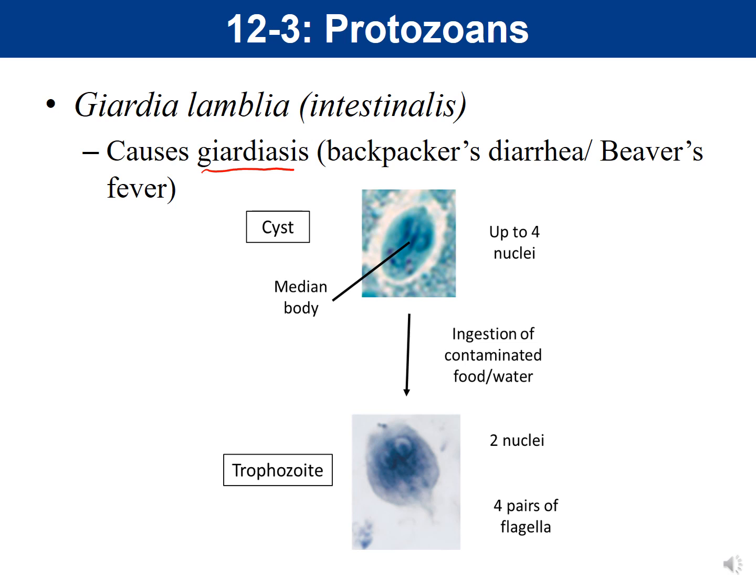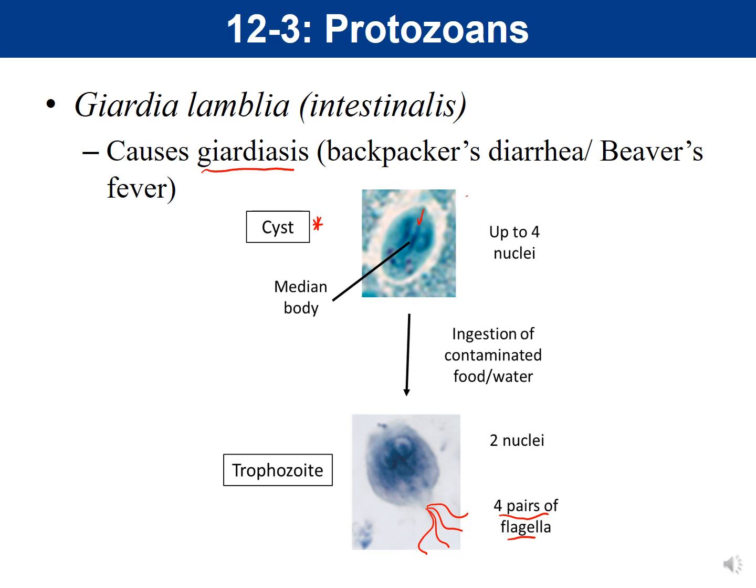In terms of its method of motility is flagella. And so coming off of the trophozoite are 4 pairs of flagella. It's a little bit tricky to see in this diagram, but you would see the flagella, and that is its method of motility. In terms of the stages to know and to identify on the exam, you are looking for the cyst. So the cyst is one stage.